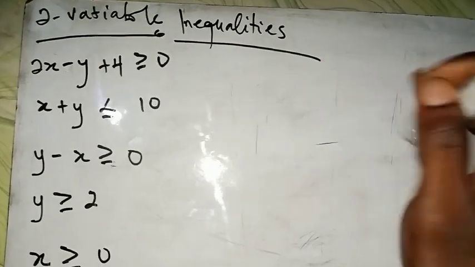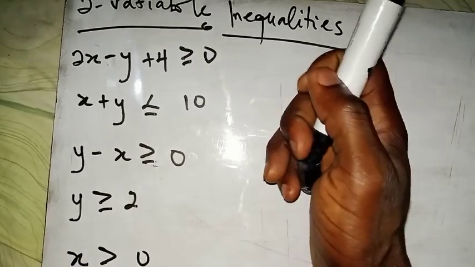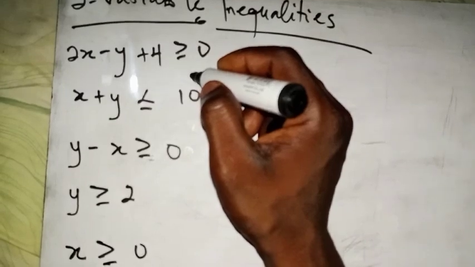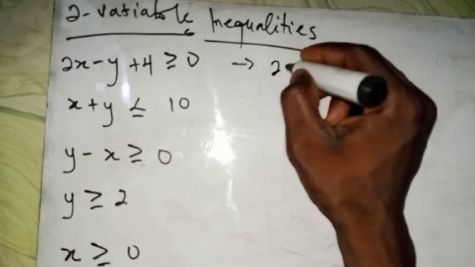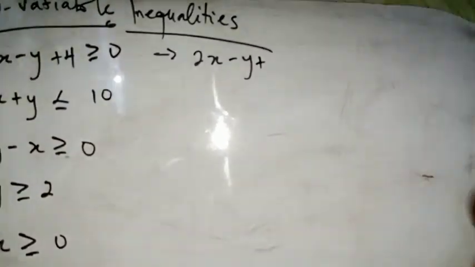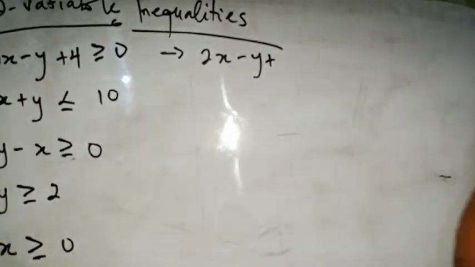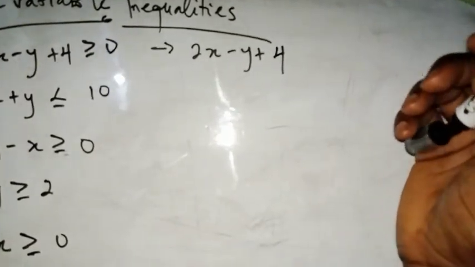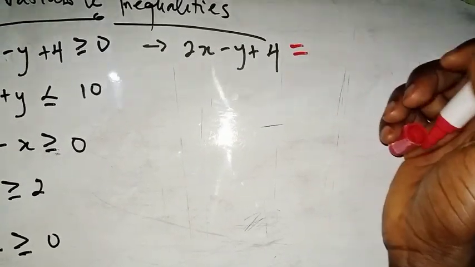Now your first step in solving questions like this, in two variables in inequalities, is that you have to change this inequality to an equal to sign. So from the first part here, we are going to have 2x minus y plus 4 equal to 0. So instead of greater than or equal to, we have the plus 4 and then equal to 0. So that's very important, equal to. So that's the first step.